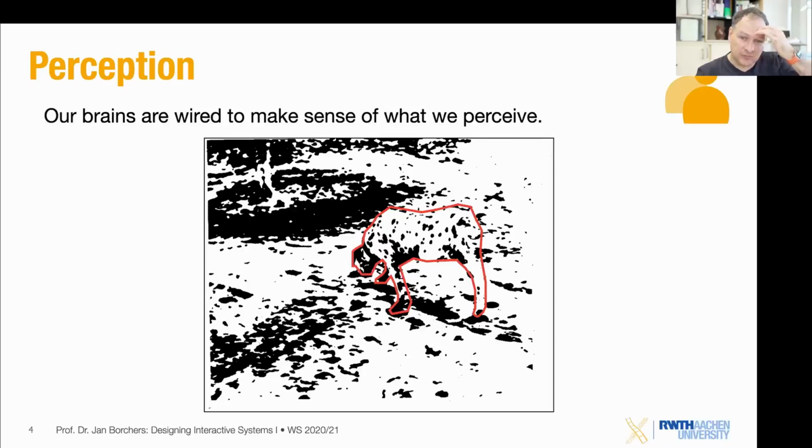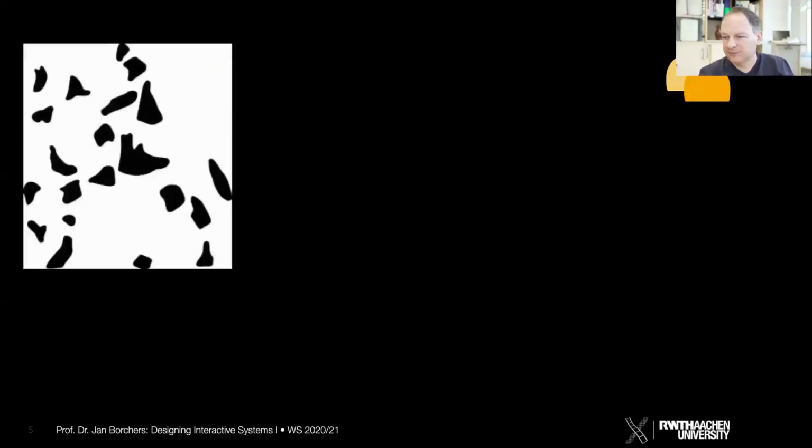Here's the second question though. Can you now, if I remove this again, can you unsee the dog? Can you look at this and just see dots again? It's really hard, right? Once we have latched onto a pattern here, we really think our brain keeps coming back to that pattern.